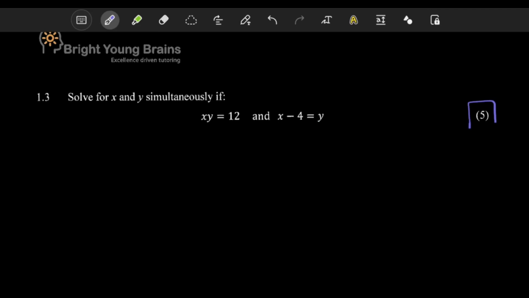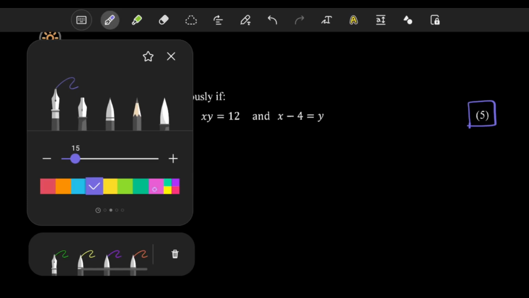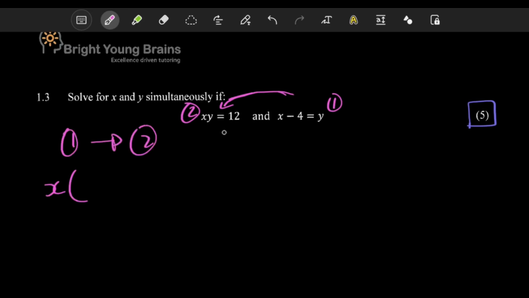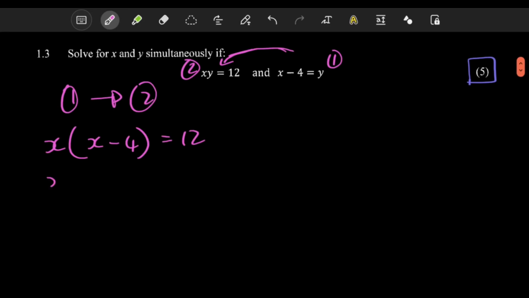So for 5 marks, this question just requires you to be calm and collected. Here, it looks like you can take this y value and throw it in there. That's what I think I would do here, because why not, it's already done for us. So this is equation 1, and I'm going to label this equation 2. Throwing equation 1 into equation 2, we're going to have x times (x minus 4) equal to 12.